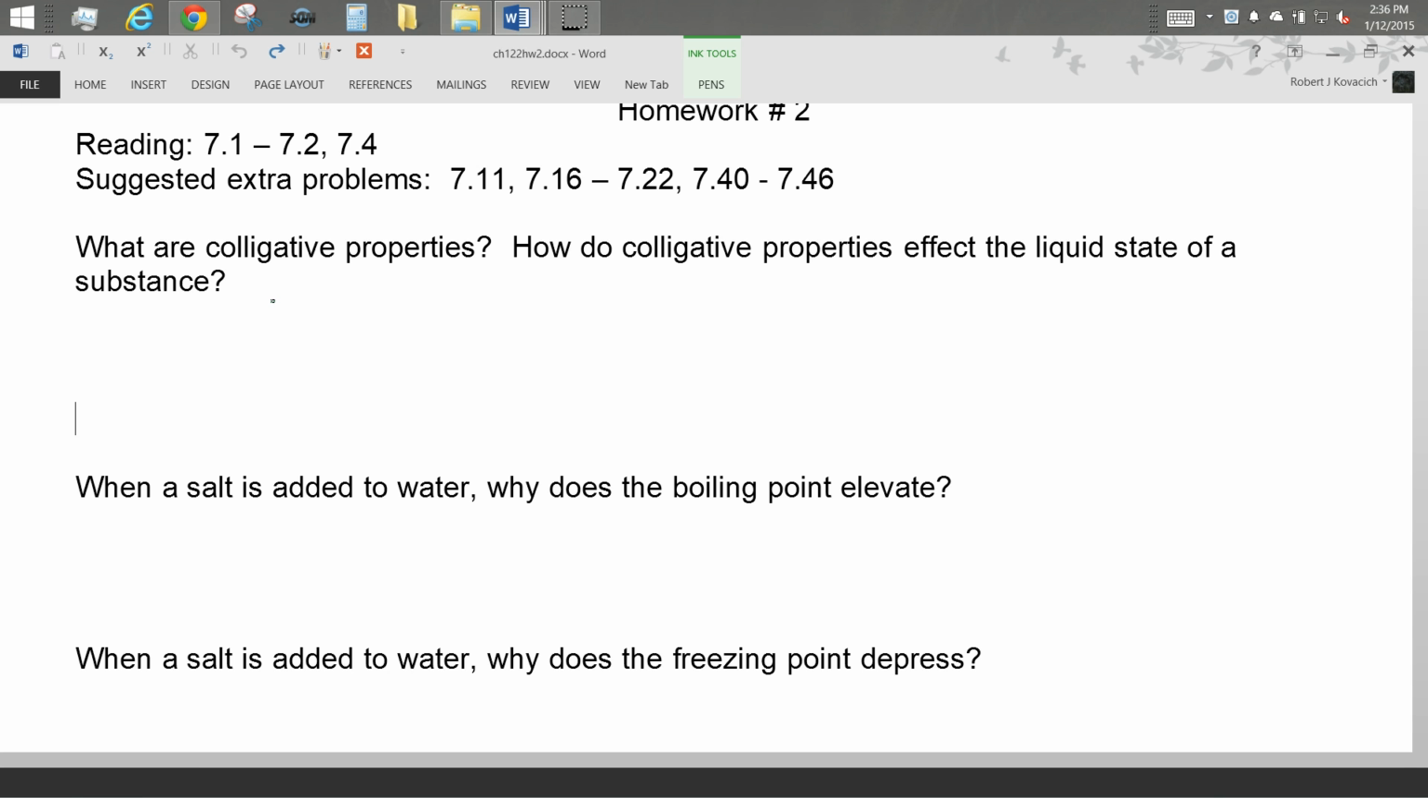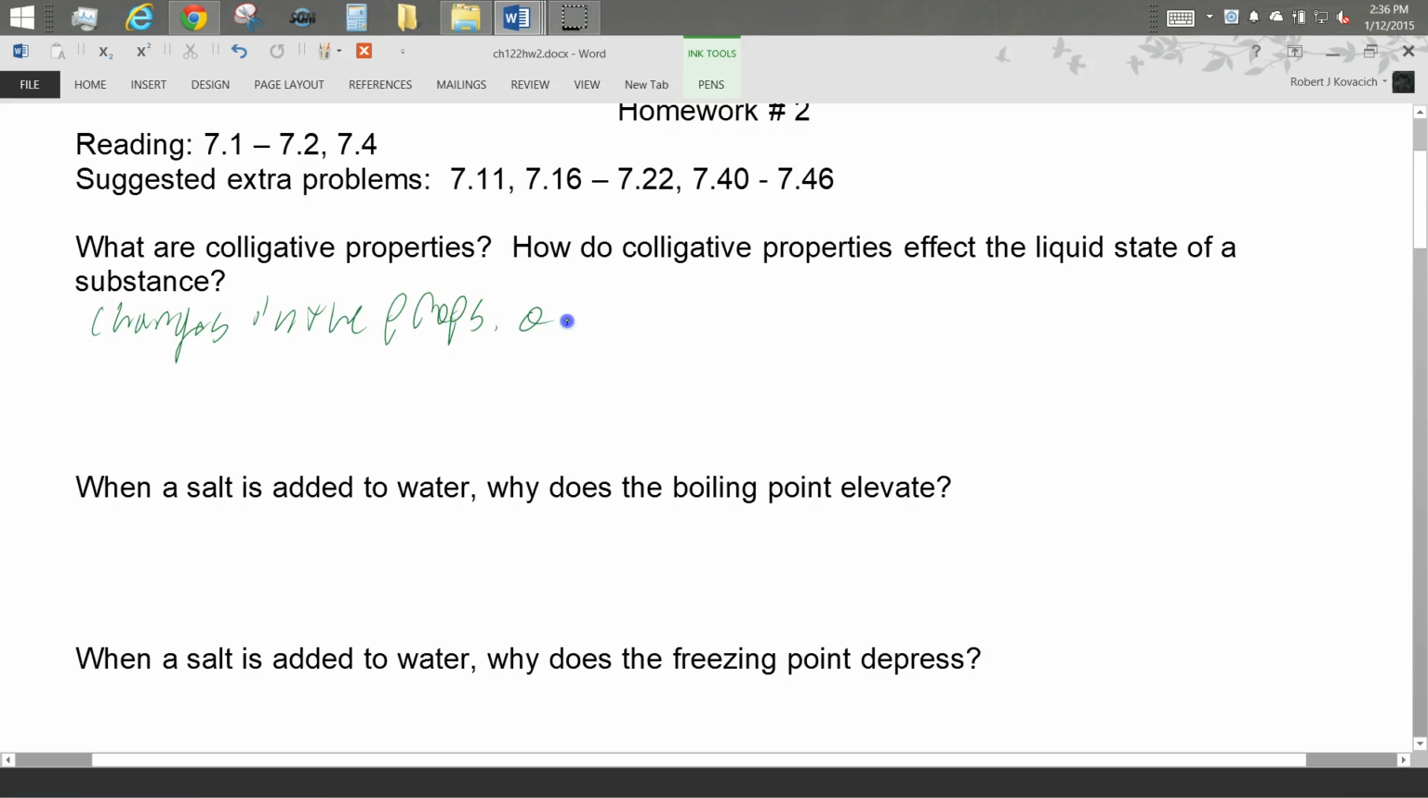Okay, colligative properties are changes in the properties of a pure liquid when a solute is added. And absolutely, you put more solute in there, you're going to get more of a change. But we're just talking about changes.